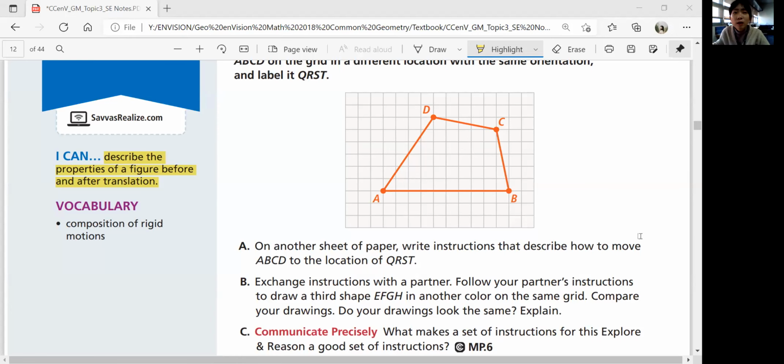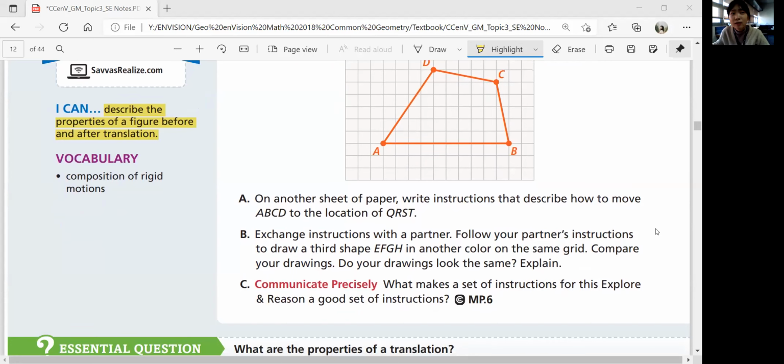Part B, exchange instructions with a partner. Look at your partner's instructions. Follow your partner's instructions to draw a third shape, EFGH, in another color on the same grid. If your partner had different instructions, you're going to graph your partner's points.